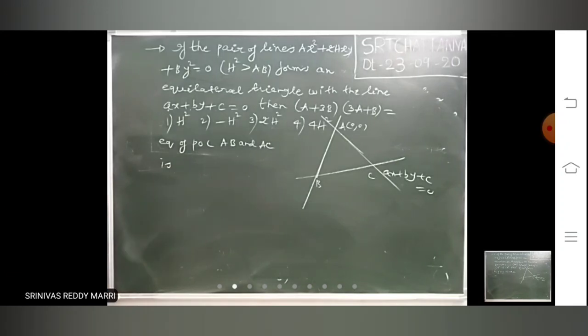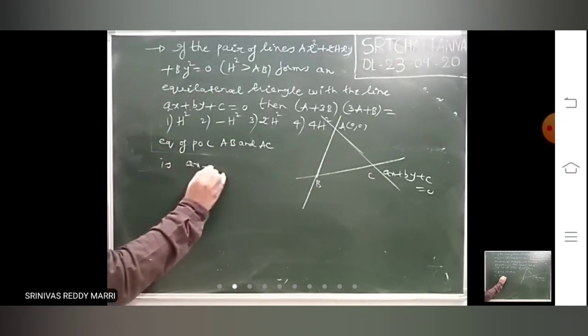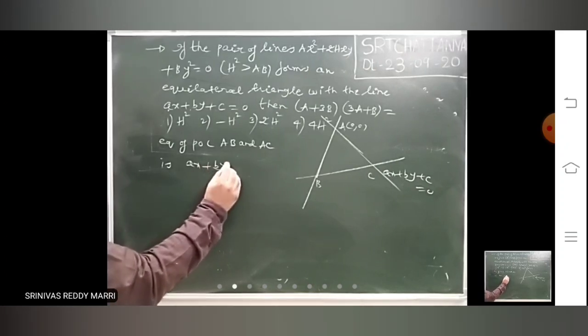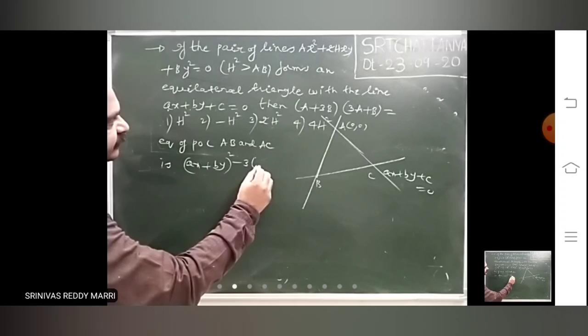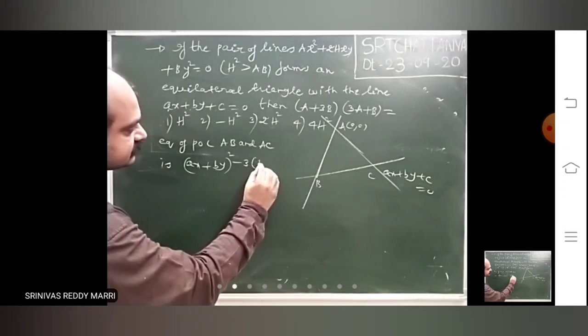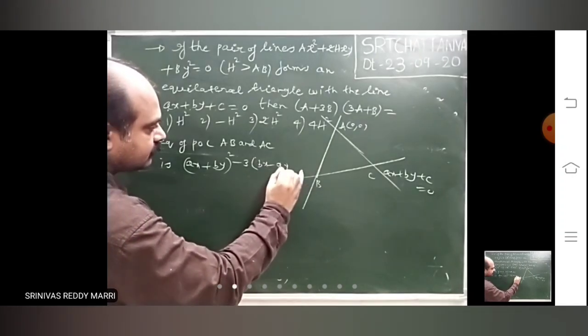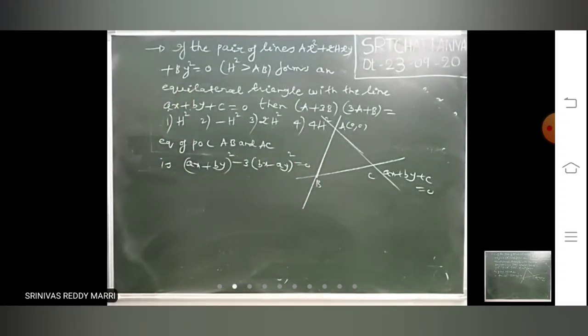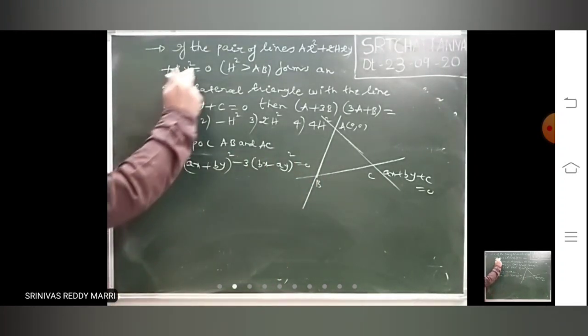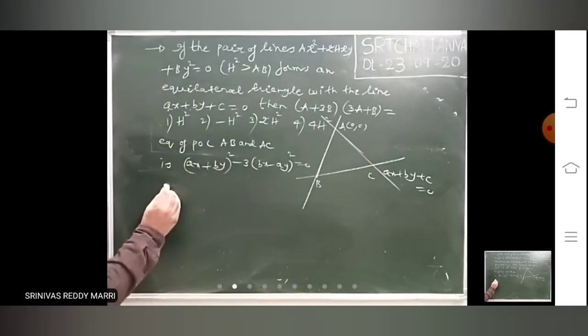Is actually, you know what is that? So what is that formula? (ax + by) whole square minus, actually these are the pair of lines. These are the pair of lines actually. But he has given these pair of lines as that one. Now look at, expand this.